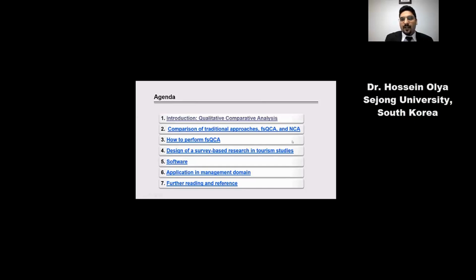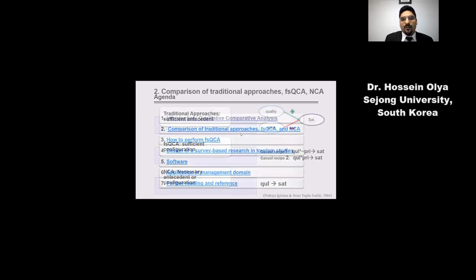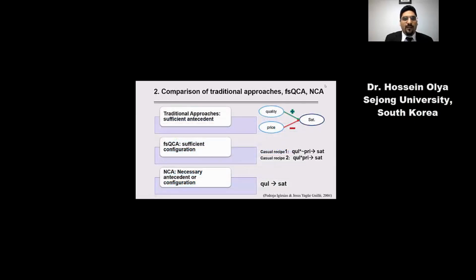So these are some backgrounds that I think would help participants to understand other sections. Now I want to compare conventional research and the new methodological approach that we are focusing on. I try to take an example from the tourism and hospitality field, which is tangible to the participants. I took an example from the study published by Pedraja and Yague in 2004.